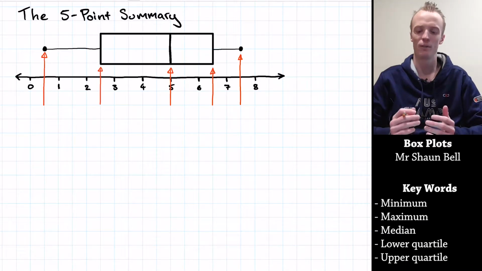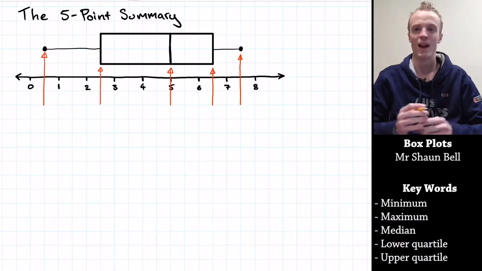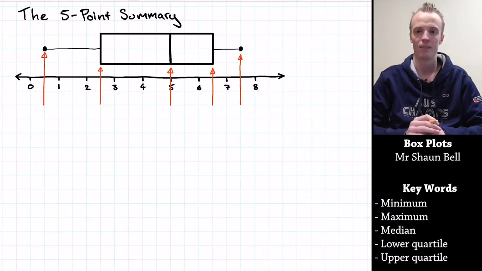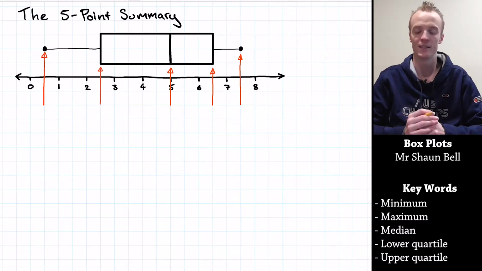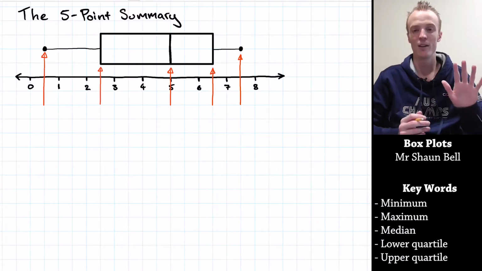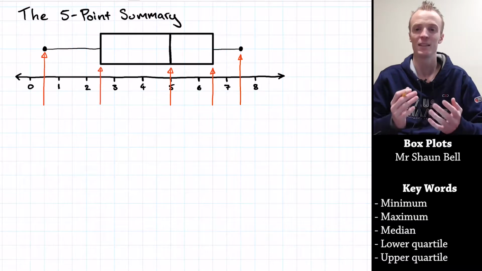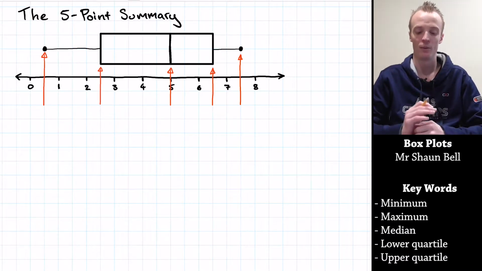Now in front of me, I've got what is known as a box plot, which can sometimes be referred to as a box and whisker plot, getting its name from the big box in its middle and the whiskers on the outside. Now box plots are a different way that we can represent a set of data, and there's 5 key points that we can easily read from a box plot, which we refer to as the 5-point summary.